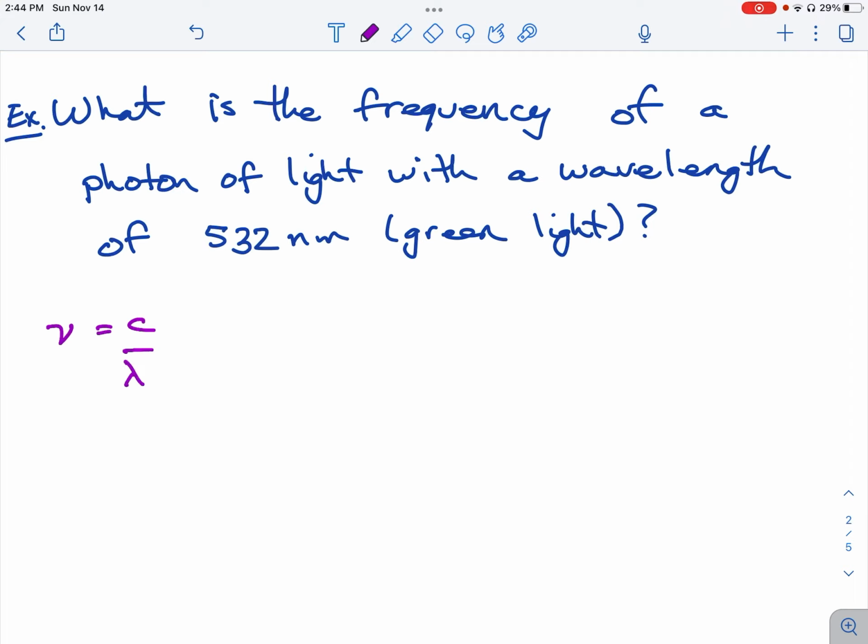By the way, just to quickly point this out, we're going to solve for the frequency here. If I had given you the frequency and solved for the wavelength, it's pretty easy, because what you do is you multiply both sides by the wavelength. That cancels out. Then you get wavelength times frequency equals speed of light. And then you solve for wavelength.